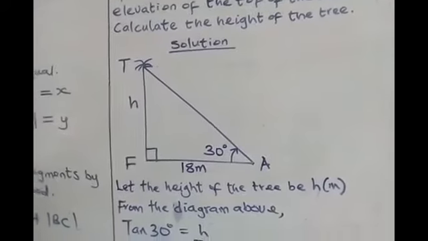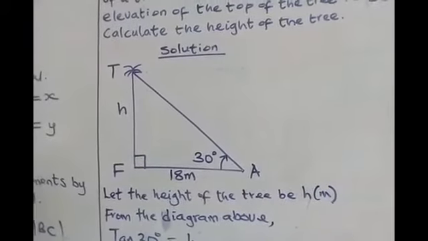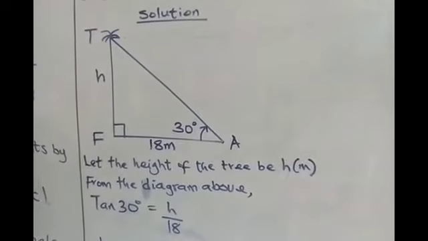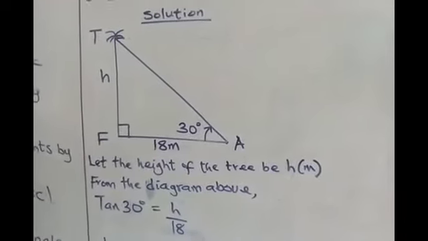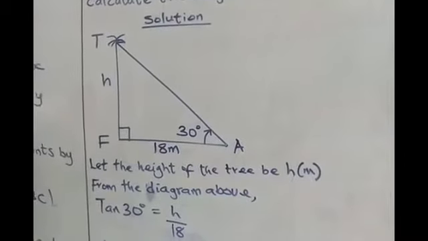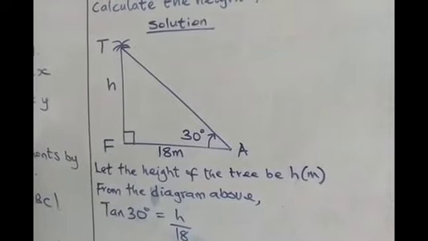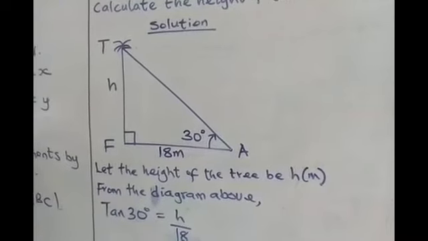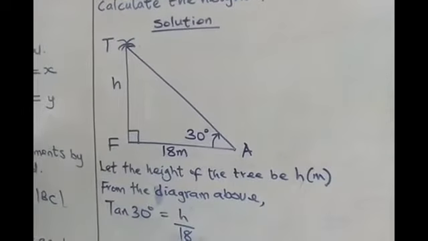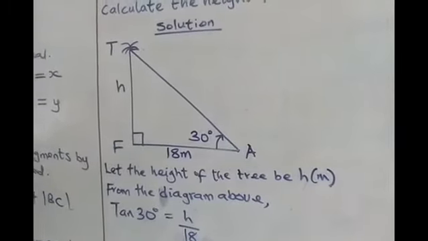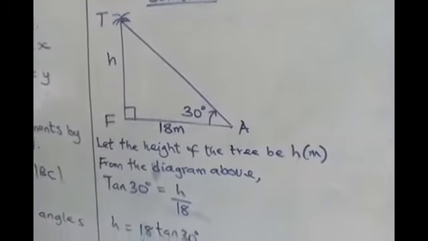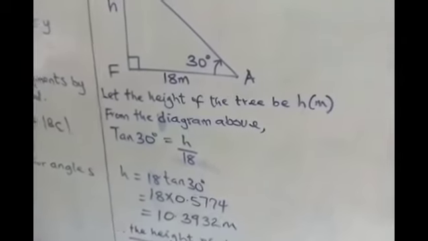So from there, let the height of the tree be h in meters. We can use any symbol to represent the height, but I am using h to represent the height of the tree. So from the diagram here, we have our angle, we have the opposite, and we have the adjacent. So which of the formulas can we use to solve the question? The one that contains opposite, adjacent, and the angle, which is what now? Tan. So from here we have tan 30 equals h all over 18.